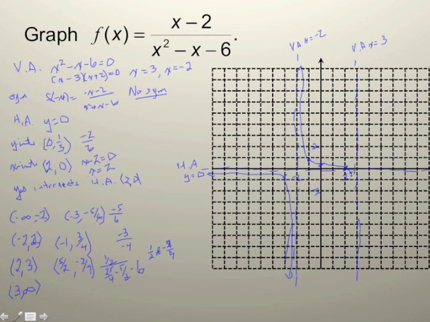And then that tells me we're going on down here, and this is a vertical asymptote, so we'll come close but not cross. And then we need a point between 3 and infinity, and I would probably just choose 4, the next one. So 4 minus 2 would be 2 over 16 minus 4 is 12, minus 6 would be 6, so 2/6 or 1/3. So 4, 1/3 would be approximately here.